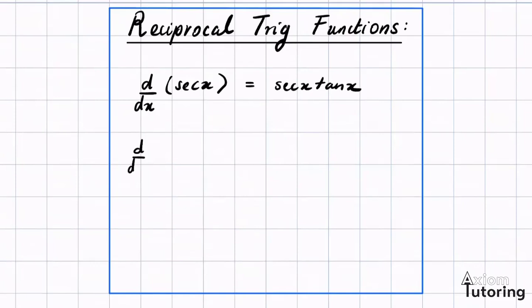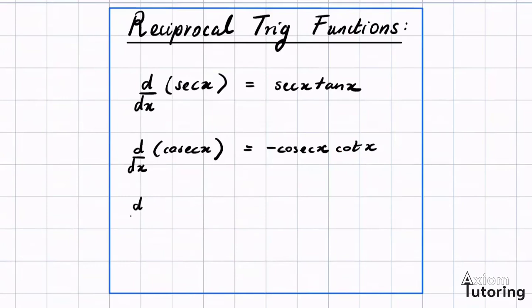The next one we're going to look at is d over dx of cosec x. Cosec x is the reciprocal function of sine x. And when we differentiate it, we get minus cosec x cot x. And our cot x here is the reciprocal function of tan x.